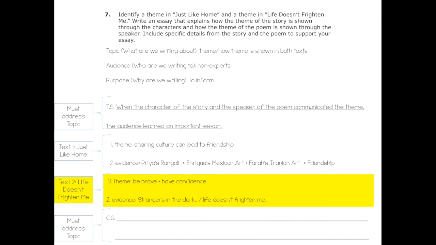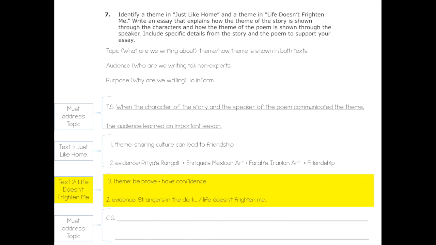Now let's talk about the evidence. The most powerful line of the poem that I identified is that strangers in the dark do not frighten our speaker. So I pulled that line. Another one may have resonated with you. That's okay. Whatever works best.